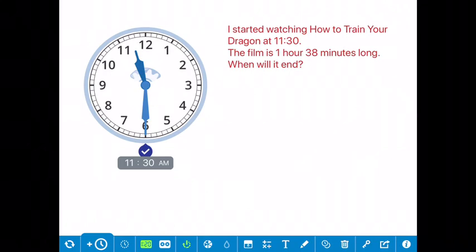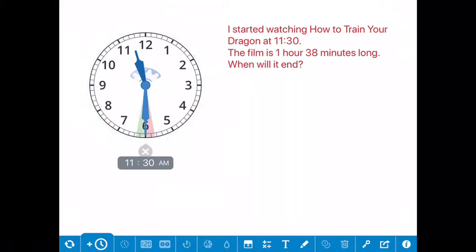I started watching How to Train Your Dragon at 11:30. That's in 24-hour time because it doesn't have an AM or a PM, so it must be in the morning. The film is 1 hour and 38 minutes long. When will it end? Let's have a look.